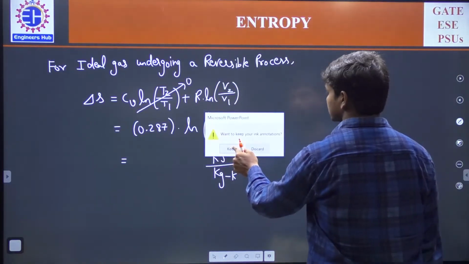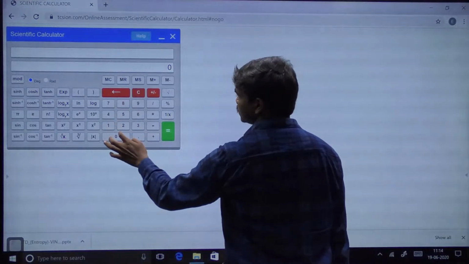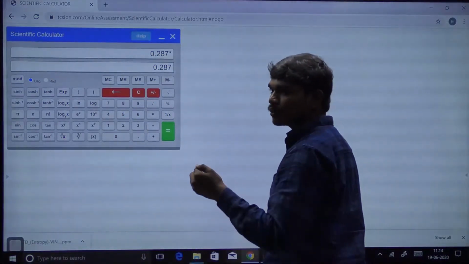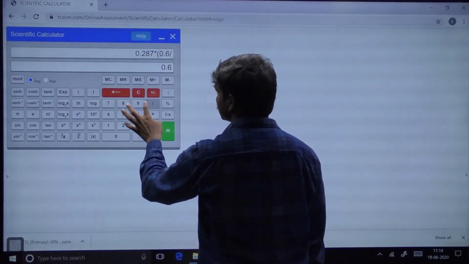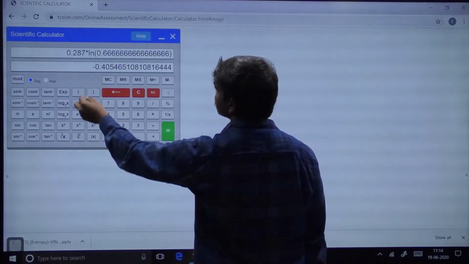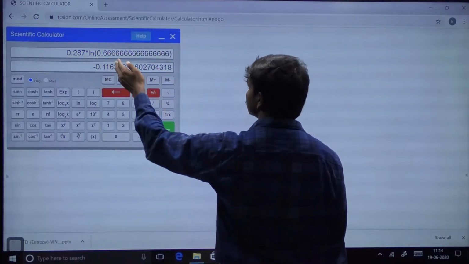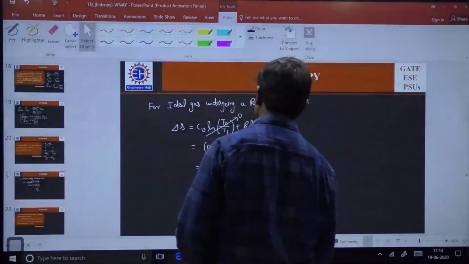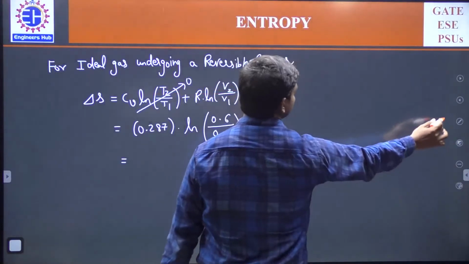0.287 into ln 0.6 divided by 0.9. Now you want the 0.6 by 0.9 value applied to the log. So open a bracket, 0.6 divided by 0.9, close the bracket, and apply the logarithm. You can see 0.287 into ln of 0.666 is minus 0.1163. So minus 0.1163. Now let us make things a bit clear.